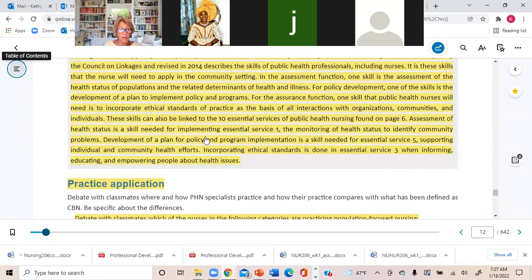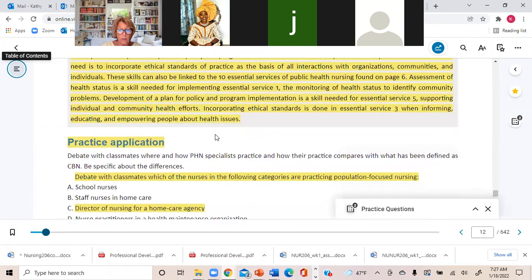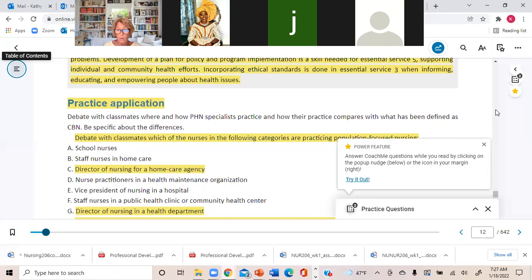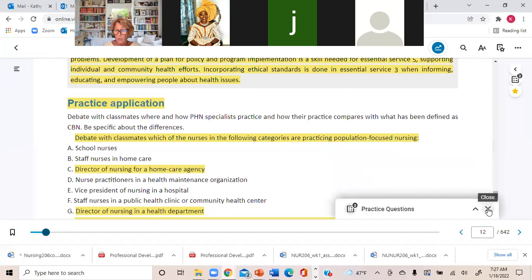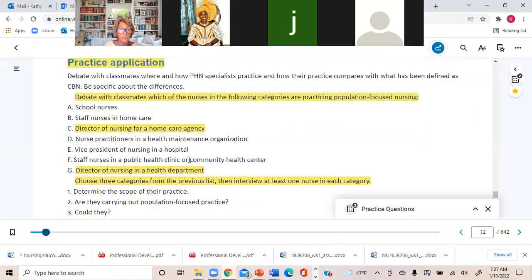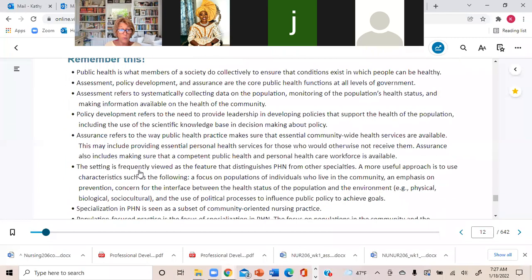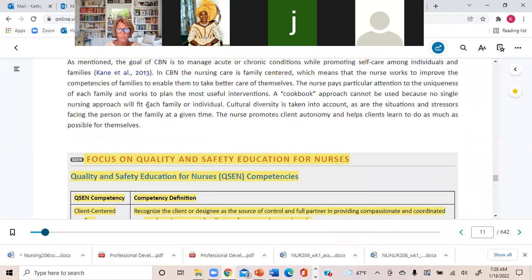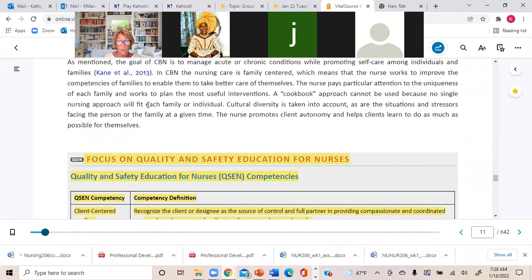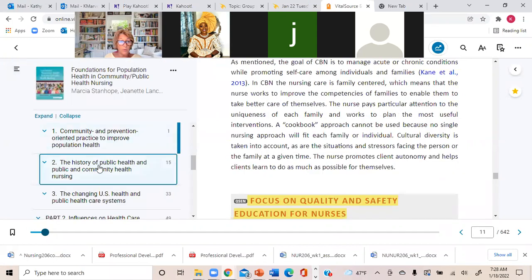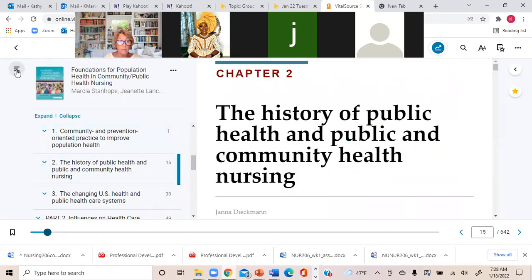Let's see. Here was your second. Did anybody do this exercise? Anybody do this exercise, the practice application? I sent you the answers to those as well. So if you haven't, I suggest you do. Okay. So that's chapter 1. Let's skip to chapter 2, the history of public health.